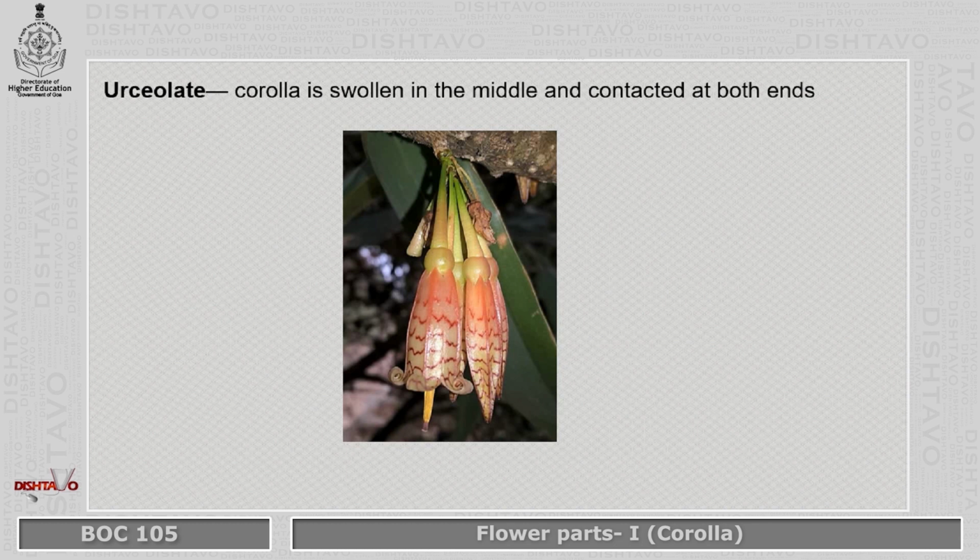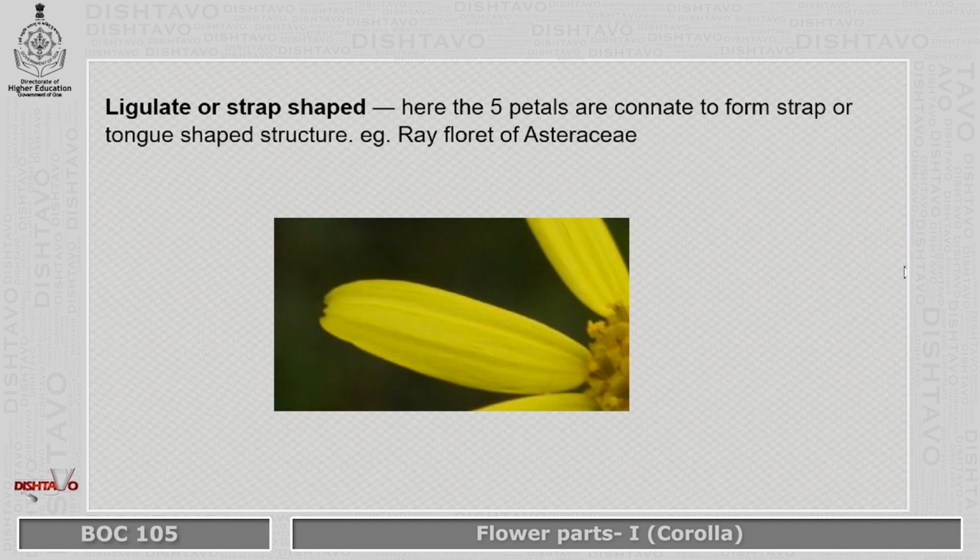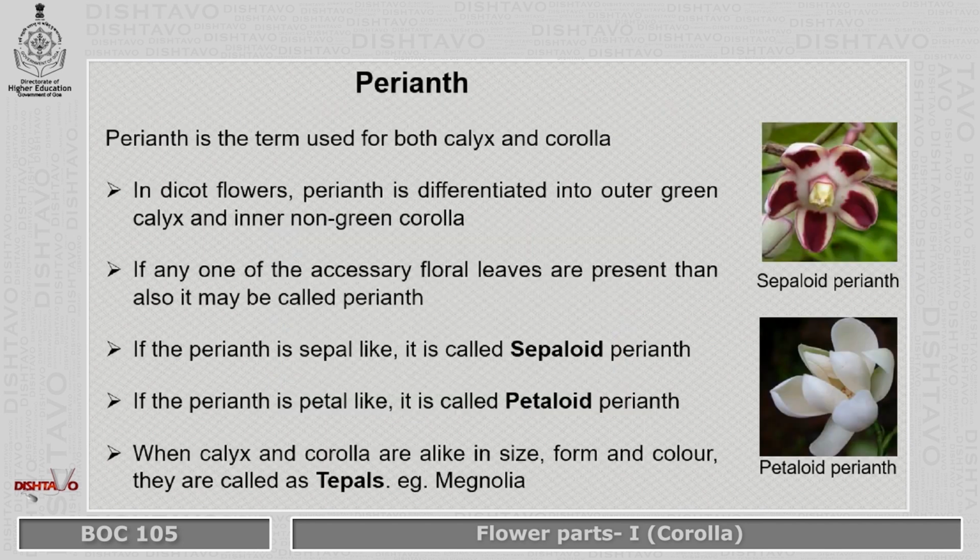Corolla can be urceolate, where the corolla is swollen in the middle and contracted at both the ends. This can be found in pomegranate. Ligulate or strap-shaped corolla: here all the five petals unite together to form one strap-like structure. This can be found in ray floret of Asteraceae.